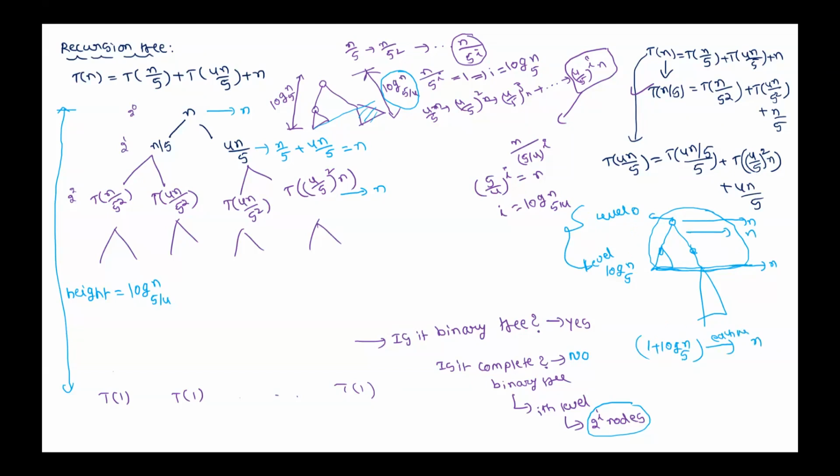Each level does n work. That means the total work up to this point is n log n, can we say? n log n base 5.